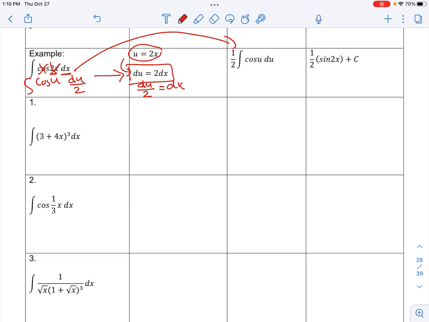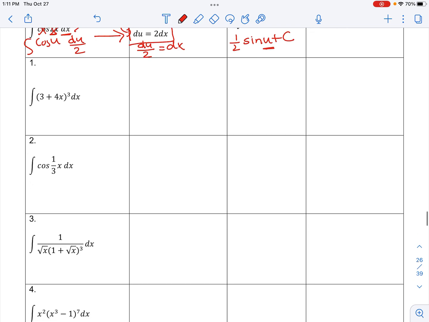What's the antiderivative of cosine? It's just sine. 1/2 sine of u plus c. And then instead of u, I plug back in what the u was, which was 2x. So that's how I get to my final answer. Okay, let's try the next one.